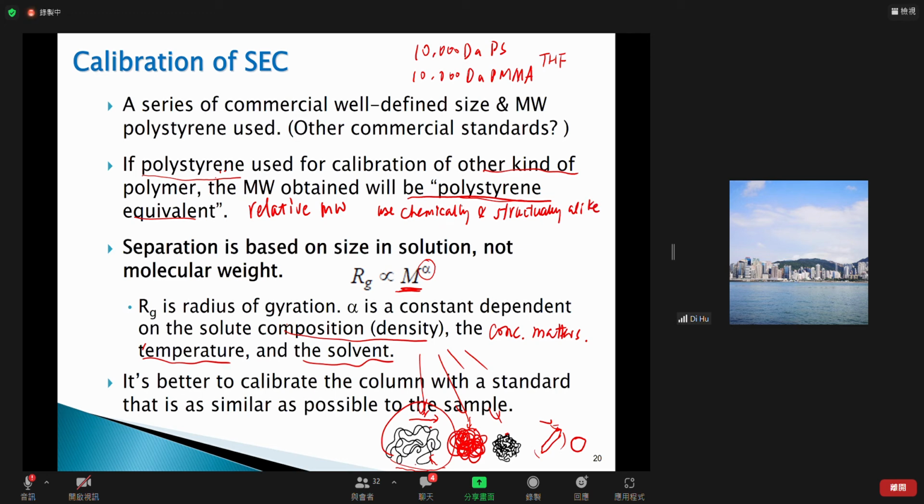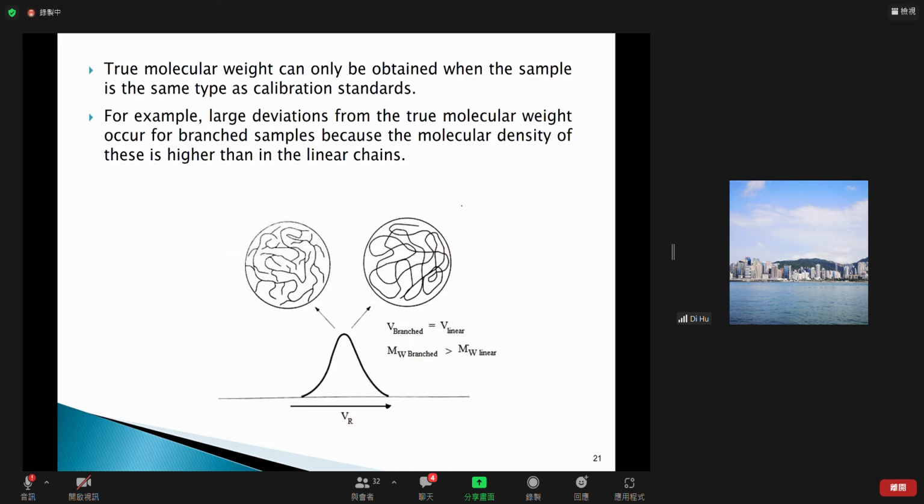So even for the same type, the true molecular weight can only be obtained when the sample is the same type as the calibration standard. And even for the same type, for example if you're using some polysaccharides, you can see that whether it is a straight linear chain or branched can cause bias as well. This is an example showing that. Large deviation from the true molecular weight occurs for a branched sample.